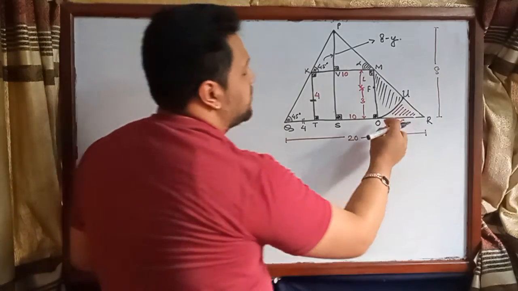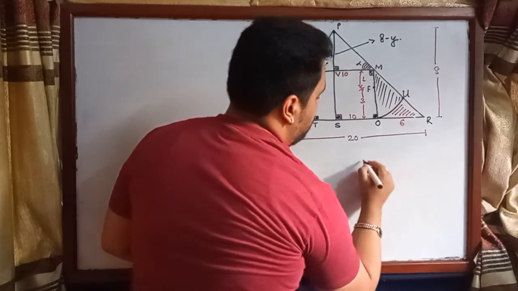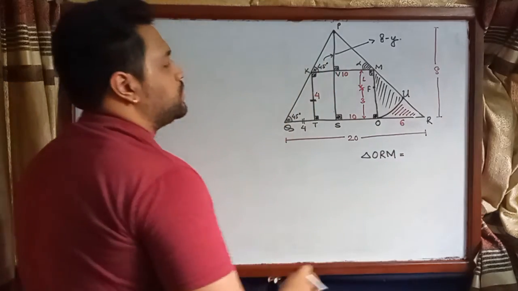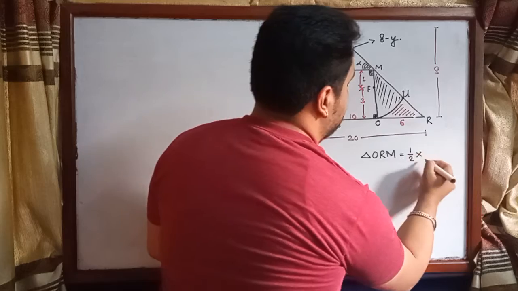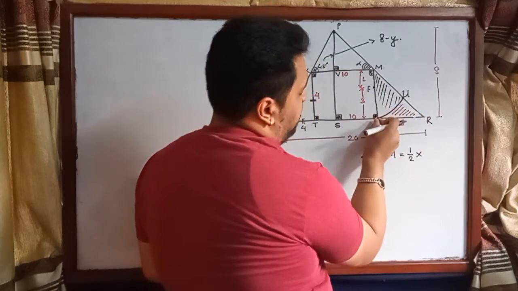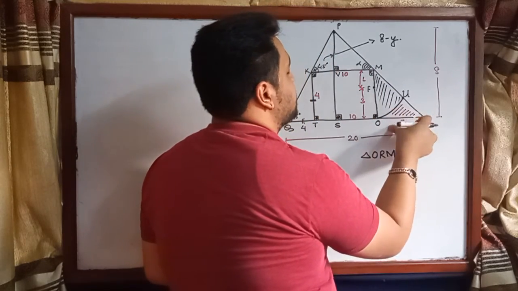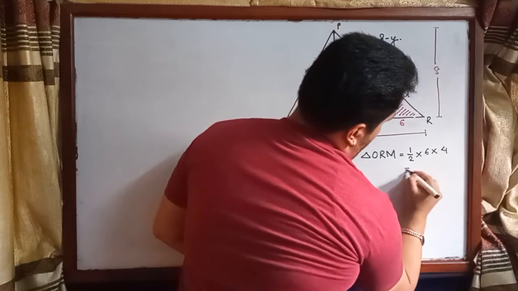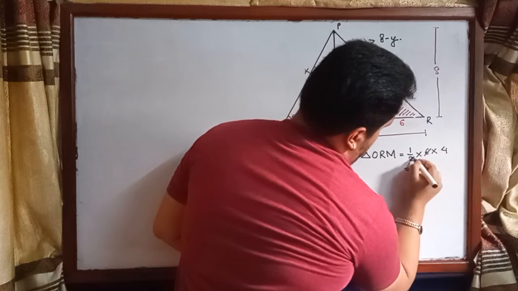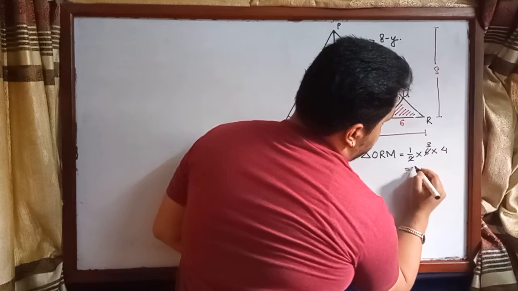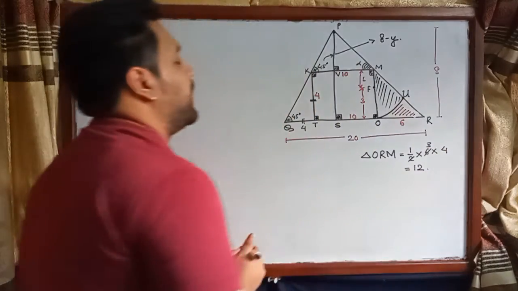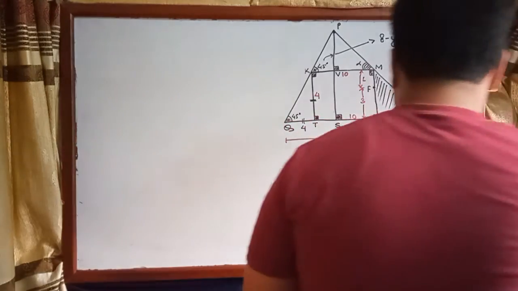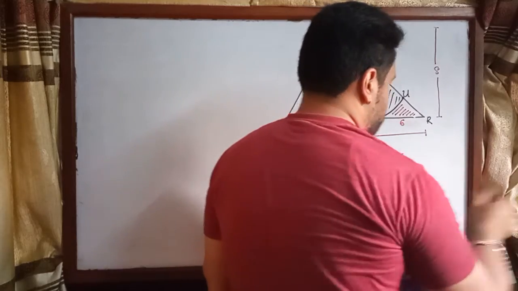So right off the bat, we have triangle ORM is equal to half times 6 times, since this is a right angle triangle, half times 6 times 4, which is equal to 3 times 4, which means 12. Okay, so triangle ORM is 12. We write it like this, 12.